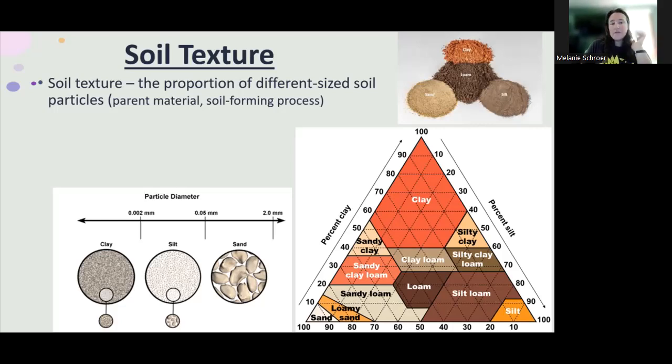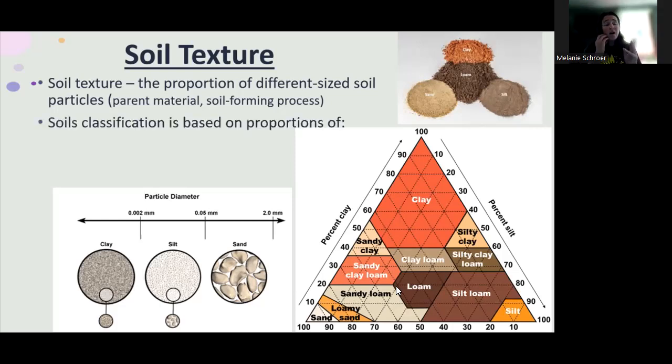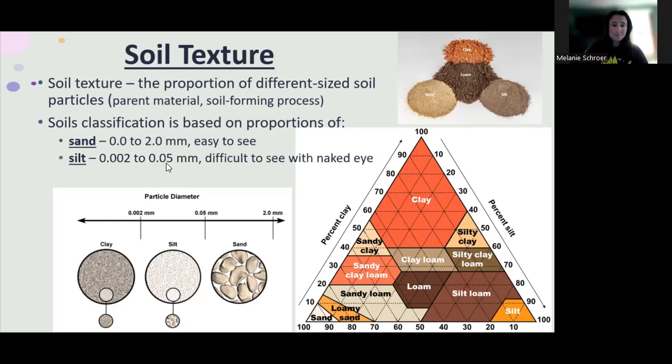Okay, so there are three essentially different types of soil, and they are classified based on the size of these particles. So the largest size is sand, right? We think of sand as being really fine, but sand is in fact the largest of the soil particles. You can see it with the naked eye, individual grains of sand, you can absolutely see.